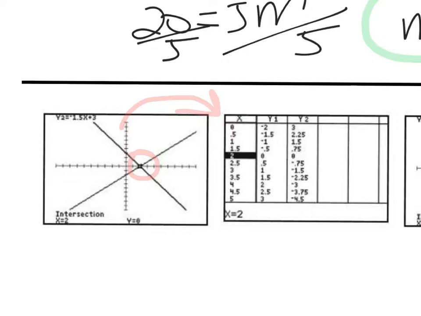So notice that y1 represents all of the values for the first equation and y2 is all the values for the second equation. If you are ever in a situation where you have to use a table to identify the solution to a system, the solution lies within the place where y1 and y2 have the same output for a given input. In this case, when x is 2, y1 is 0 and y2 is 0. So the solution for this system would be (2, 0).